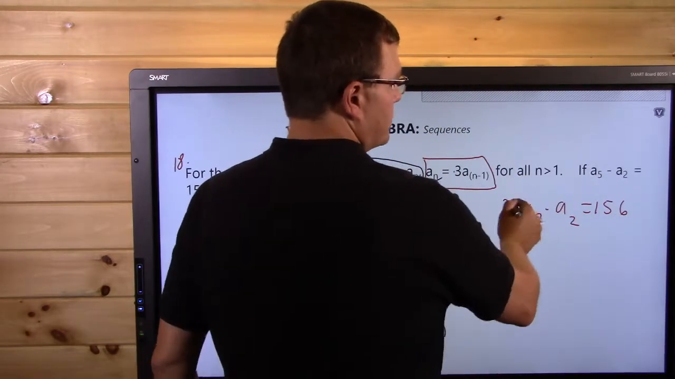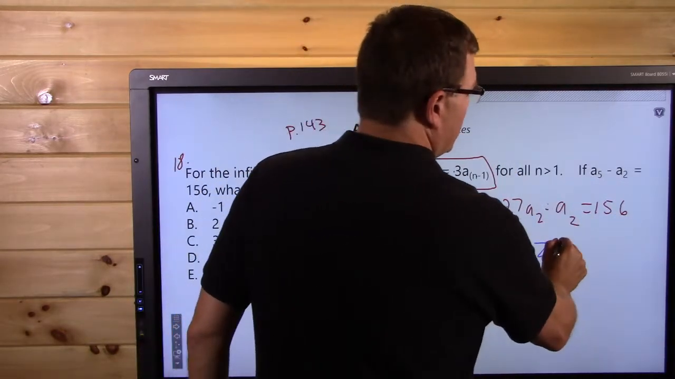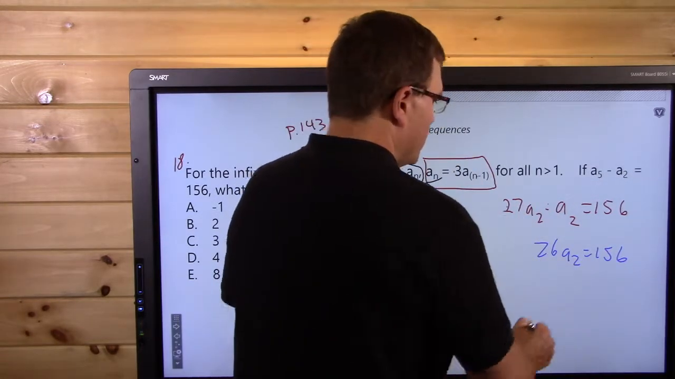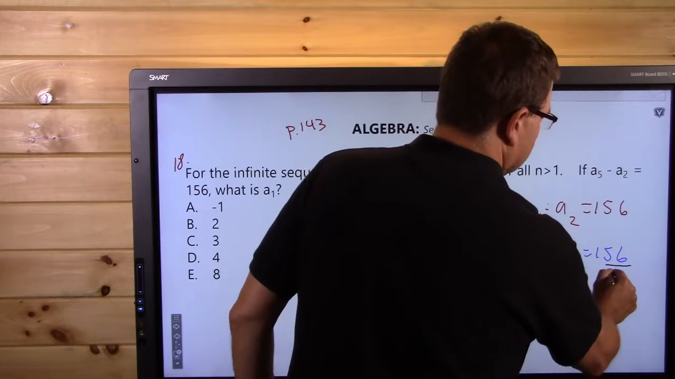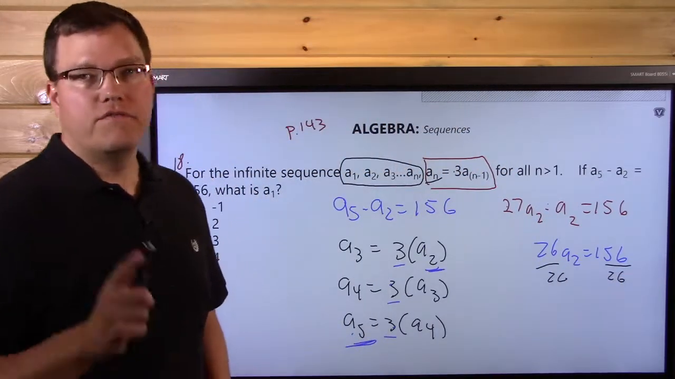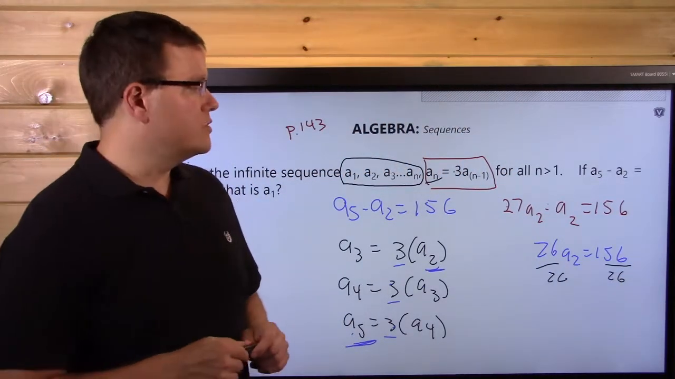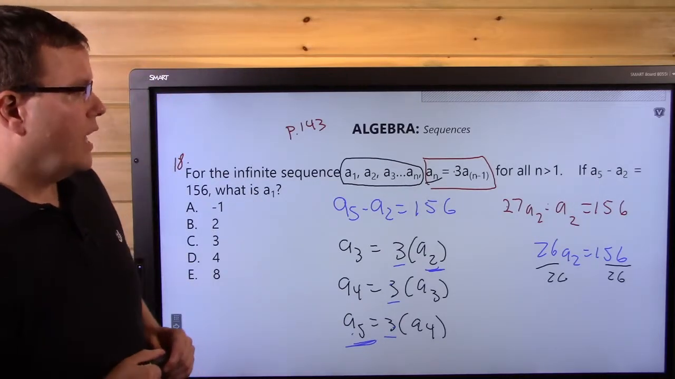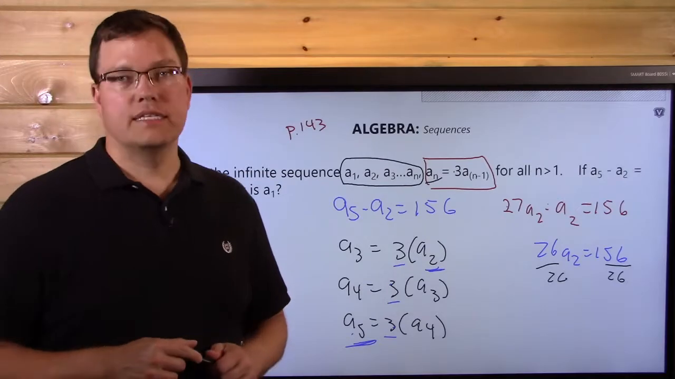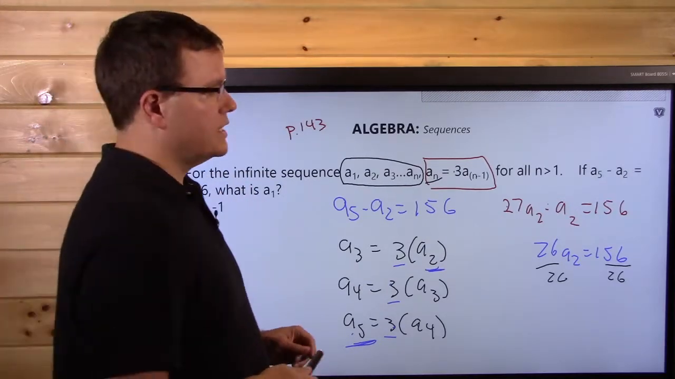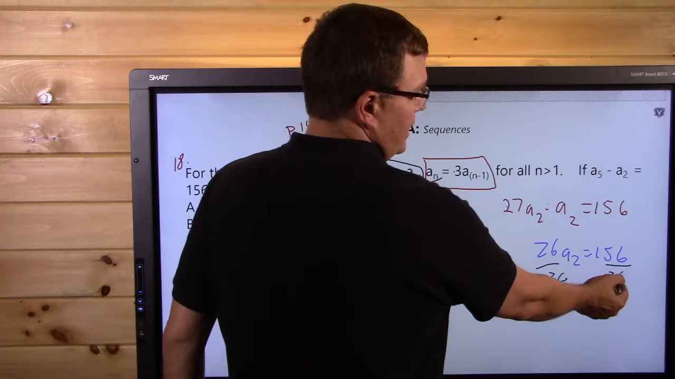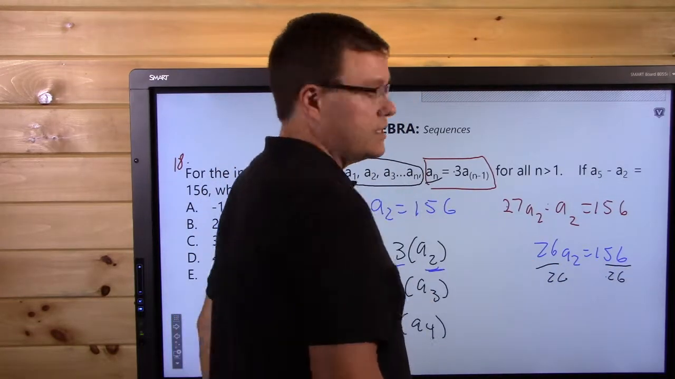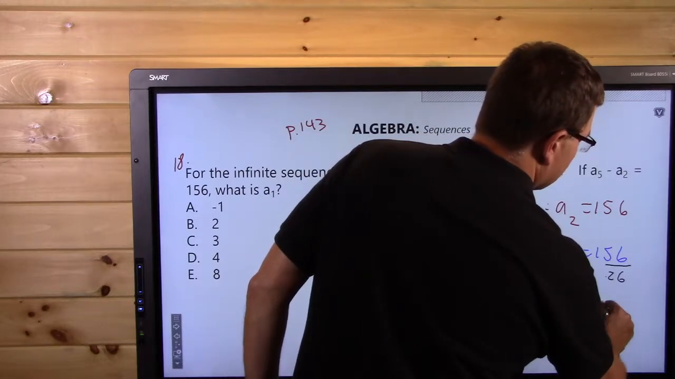That means when you subtract 27 minus 1, you get 26 a sub 2 is 156. You divide both sides by 26 to get a sub 2 by itself. 26 happens to go into 156, and it's going to do that 6 times. So that's going to exactly be 6 times 20 is 120, and 6 times 6 is 36. So a sub 2 equals 6.